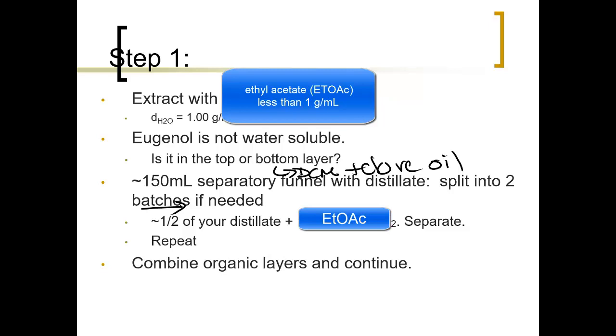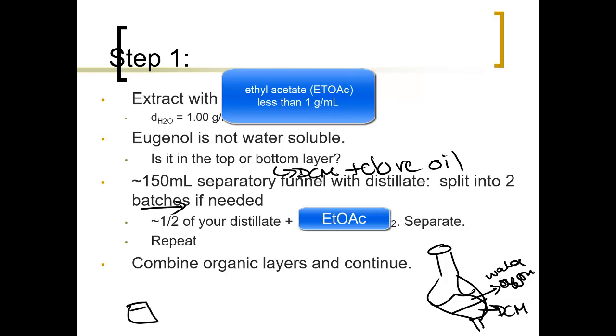So what I mean by that is, and again, I'm not an artist, so that looks awful. You're going to get your two layers, the dichloromethane and your clove oil is going to be on the bottom, and your aqueous is going to be at the top. So this is where your water is going to be. So you're going to pull off the dichloromethane and your clove oil, and what you're left with is the water layer.